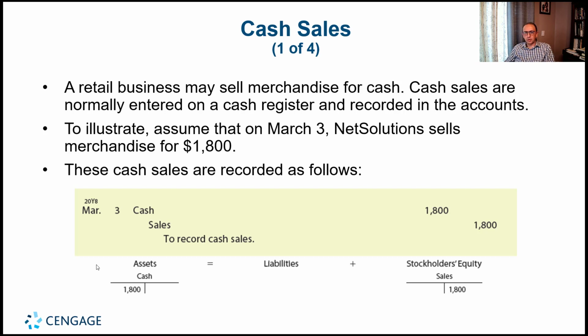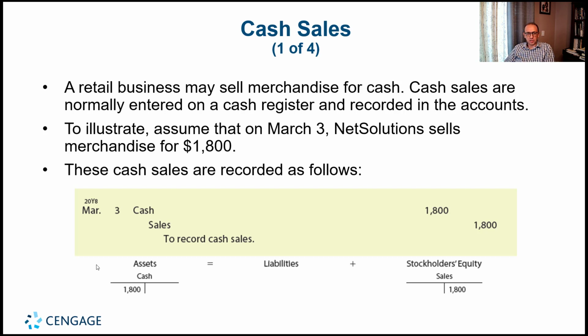So as you know, as a company we can sell products for cash, or it could be on account. In this case we're going to create what we call accounts receivable. But in the first part of this section we're going to talk about cash sales, where the client or the customer is going to pay us in cash. So a retail business may sell merchandise for cash. In this case, cash sales are normally entered on a cash register and recorded in the accounts.